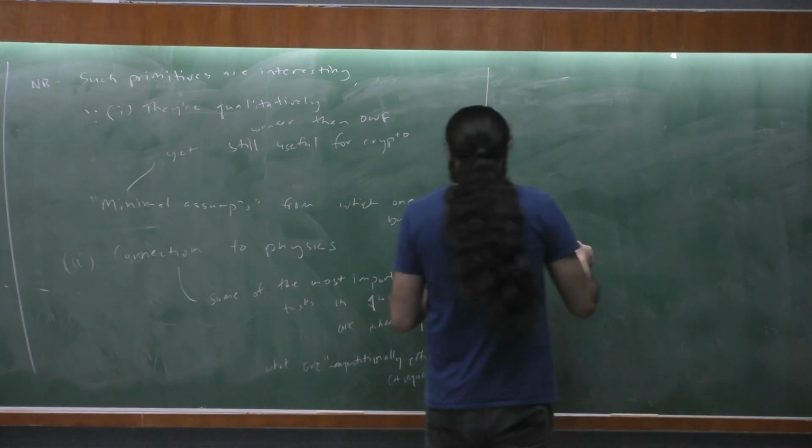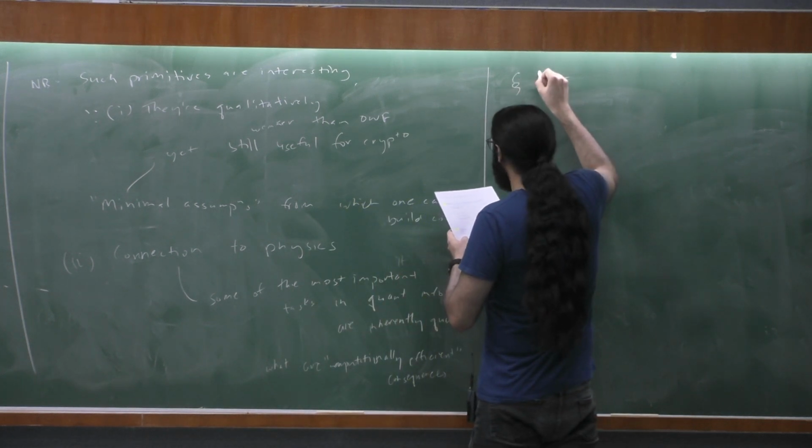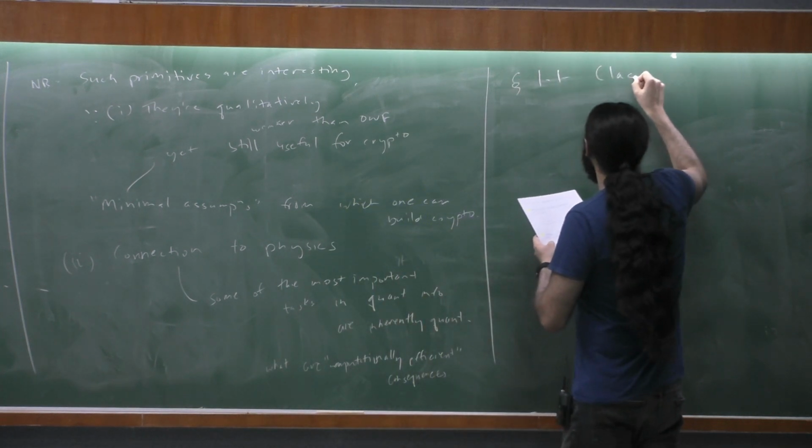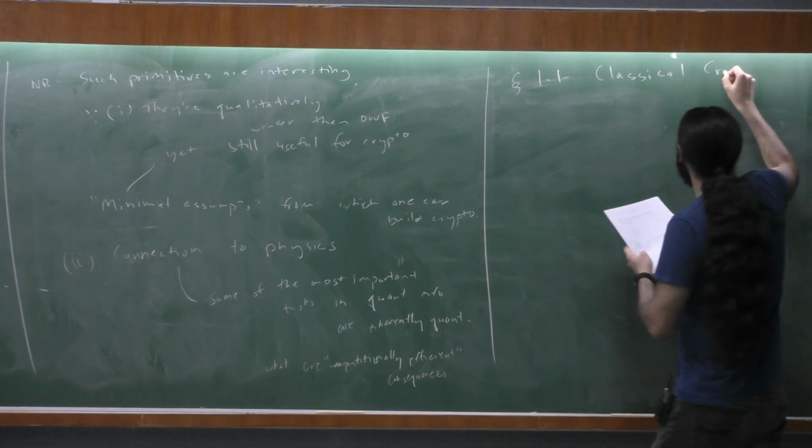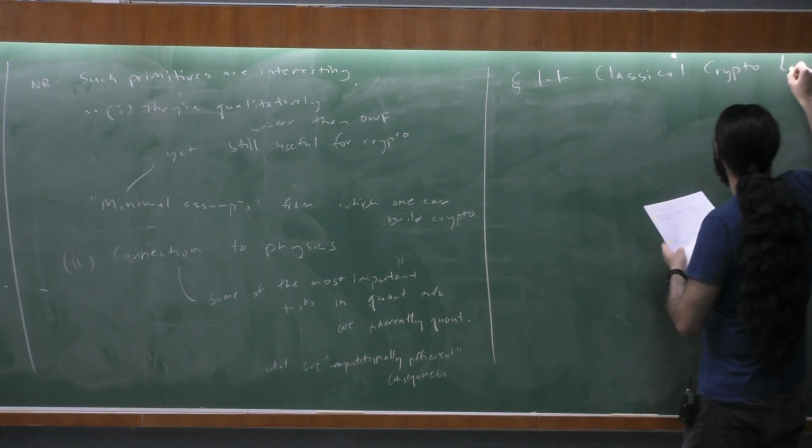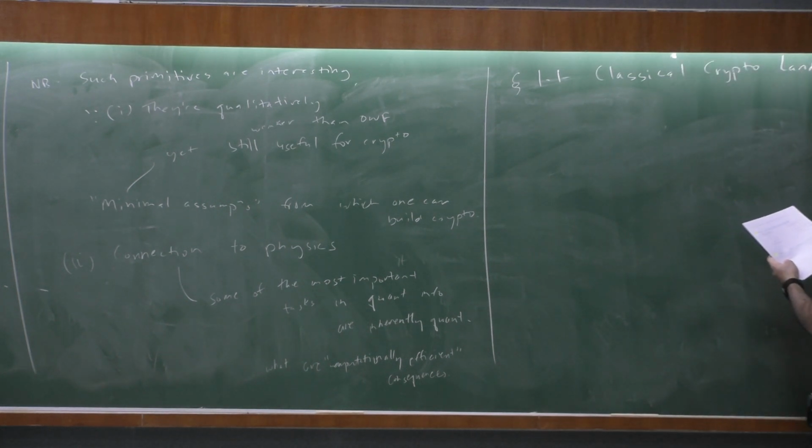Okay. So here we're going to focus on the crypto part. Okay. So let's look at the classical crypto landscape very quickly. This is very simplified. Okay, this is like a cartoon picture.